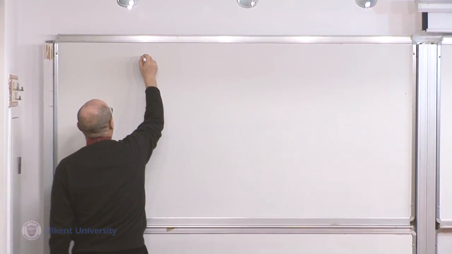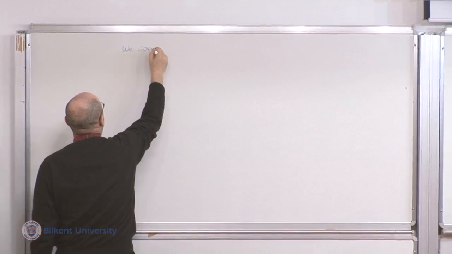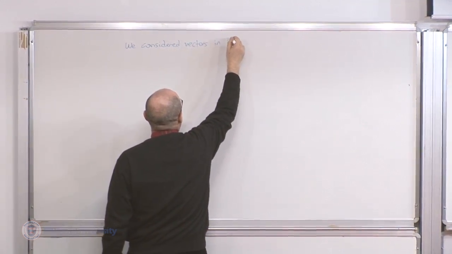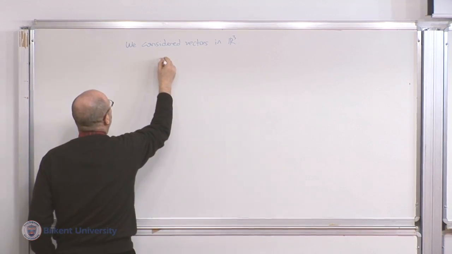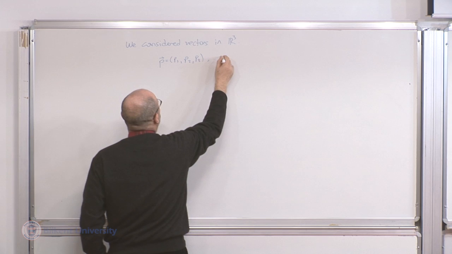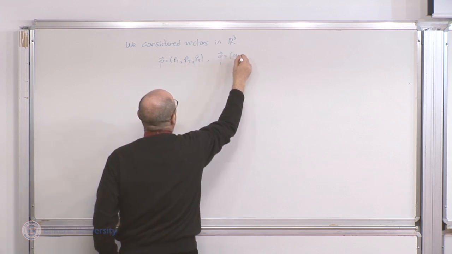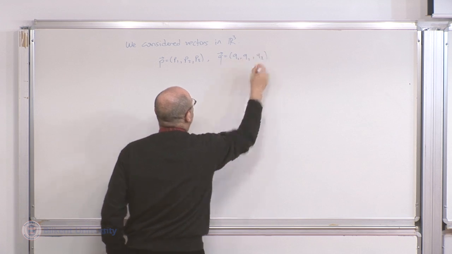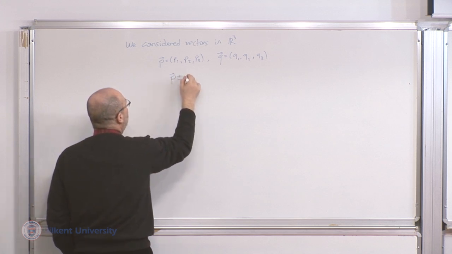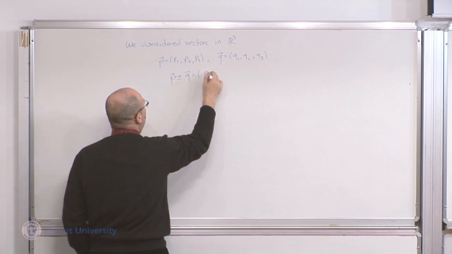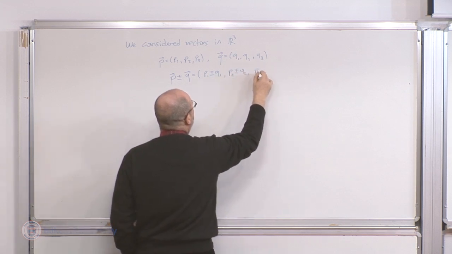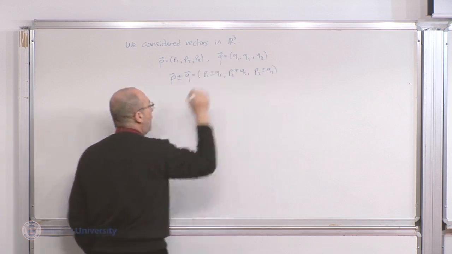Okay, so we considered vectors in R3. If we had two vectors P, let's say P1, P2, P3, and Q, Q1, Q2, Q3, we recall that their addition or the difference between them is pointwise: P1 plus or minus Q1, P2 plus or minus Q2, P3 plus or minus Q3. So these are vectors in R3.